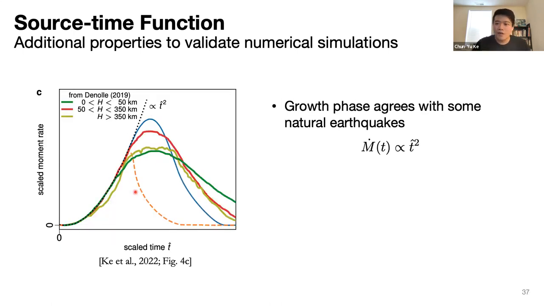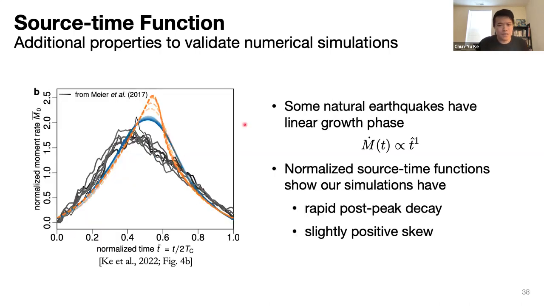When comparing to Denolle 2019, we found that some natural earthquakes do share the same feature as this quadratic growth phase. But some natural earthquakes, like in Meier et al. 2017, have a linear growing phase, as you can see. And in addition, even though scaling case A's gradual arrest is a reasonable fit to observations, all our models seem to exhibit rapid post-peak decay and slightly positive skew, meaning that it's leaning toward the right.